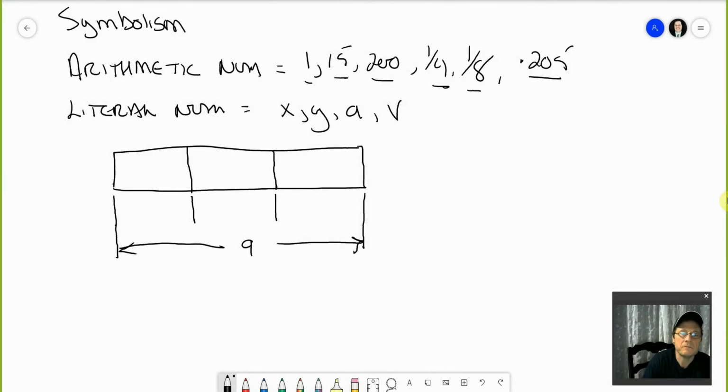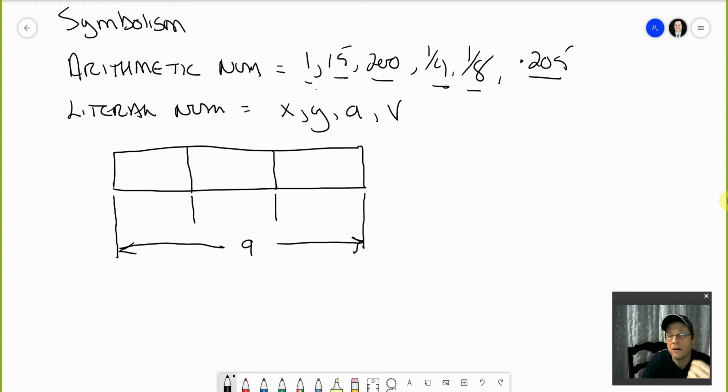Briefly mention with algebra, symbolism is a key piece, or if not the piece, the language of algebra, and it's composed of two things: arithmetic numbers and literal numbers. Arithmetic numbers have an actual numerical value attached to them, right? So 1, 15, 200, a quarter, an eighth, decimal numbers. These are arithmetic numbers. They have a value.